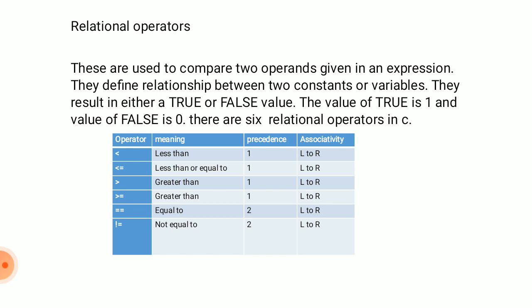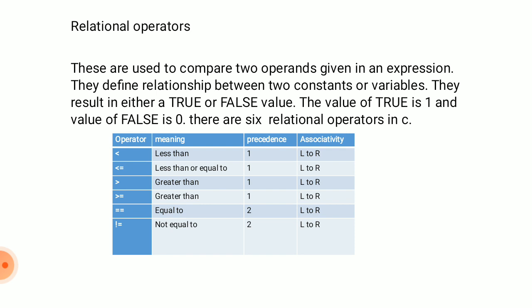Here equal to means you have to give a double equal to sign. If you give only a single equal to, it means an assignment operator. There is a difference between single equal to and double equal to. Single equal to assigns a value to the variable. Double equal to compares two constant values or two variables. And the last one is not equal to, an exclamation symbol and an equal to sign.